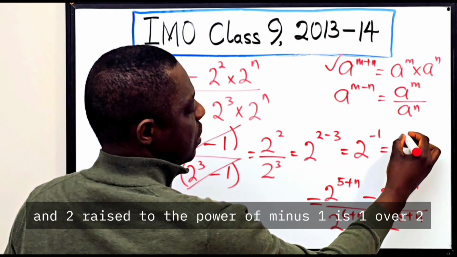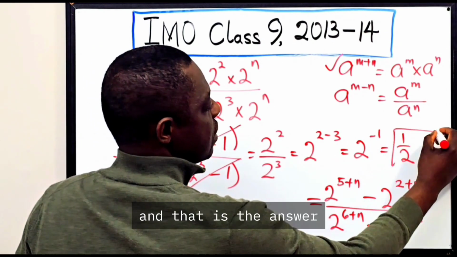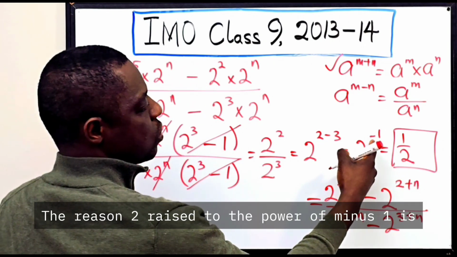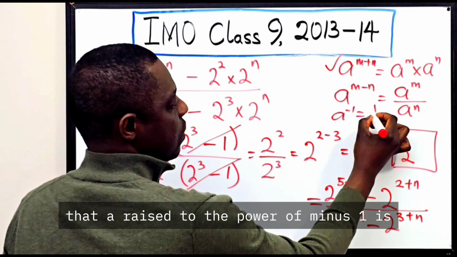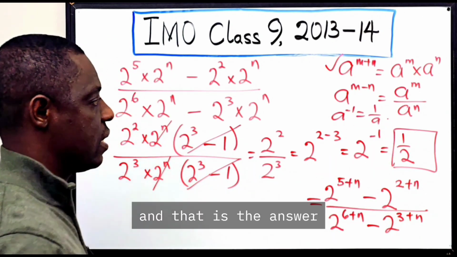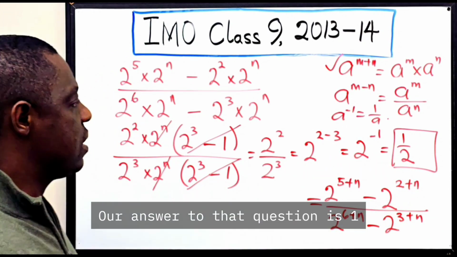And 2 raised to the power minus 1 is 1 over 2. And that is the answer. The reason 2 raised to the power minus 1 is that we have in the law of indices that a raised to the power minus 1 is going to give 1 over a. And that is the answer. Our answer to that question is 1 over 2.